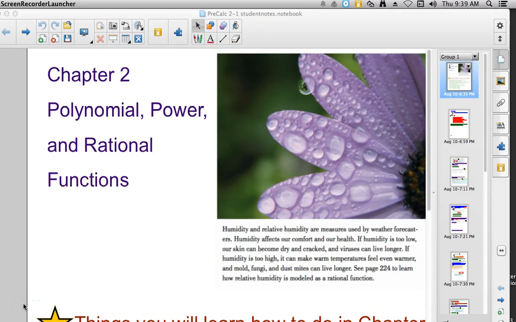So polynomial, power, and rational functions, obviously that's a lot of stuff. So in chapter 2, yeah, it's a thick packet, it really is. And we are going to split this into 2 tests.